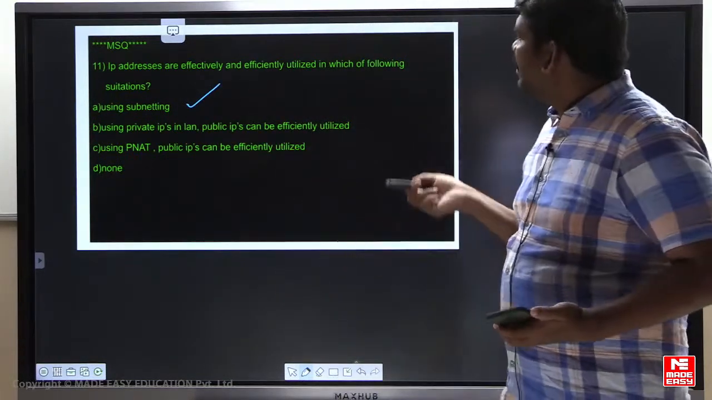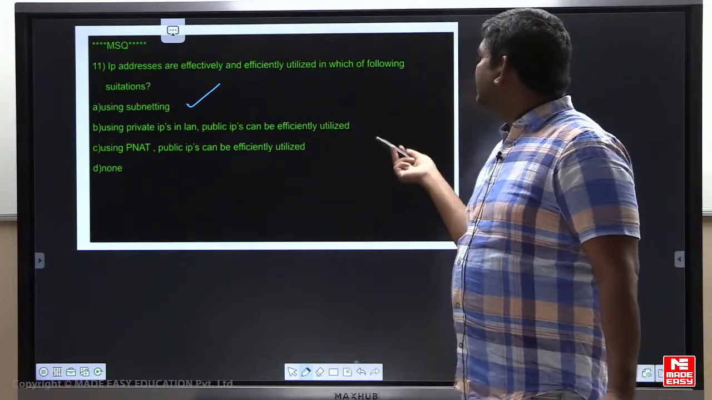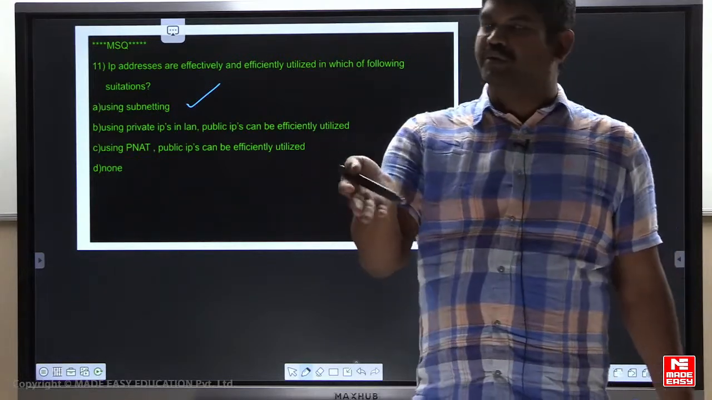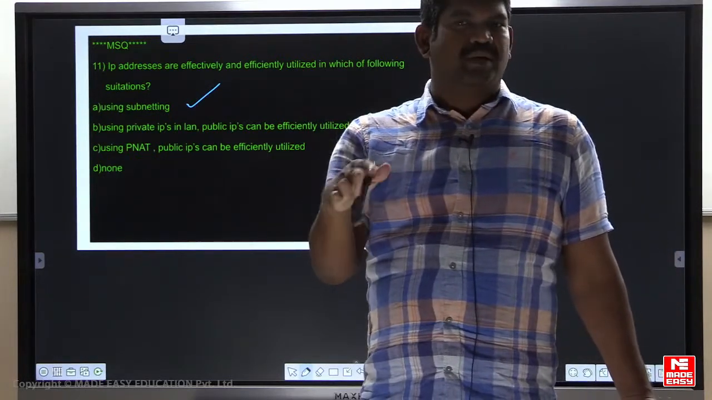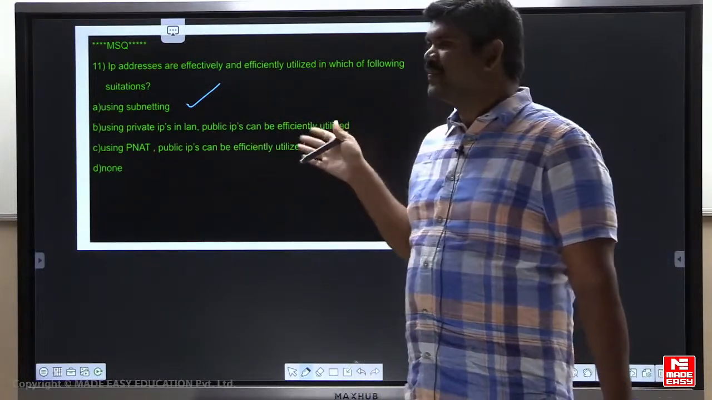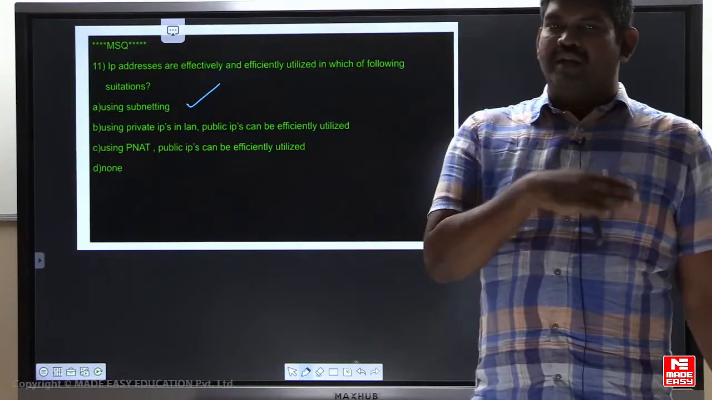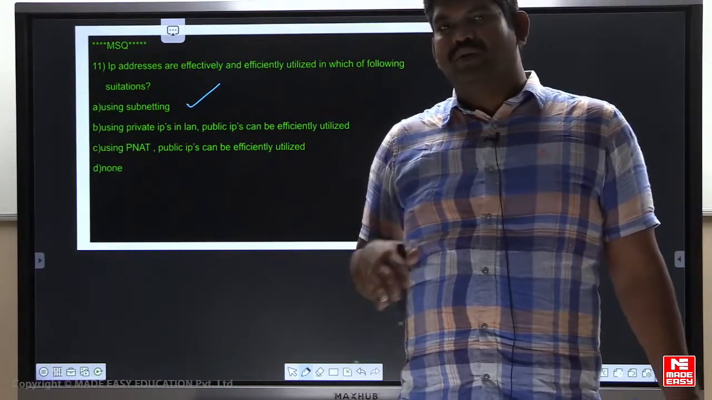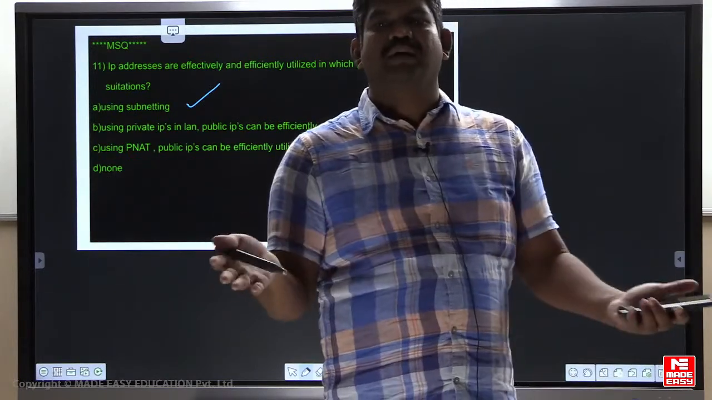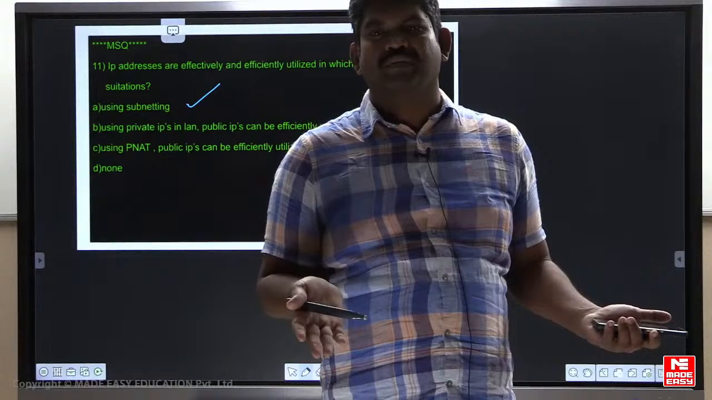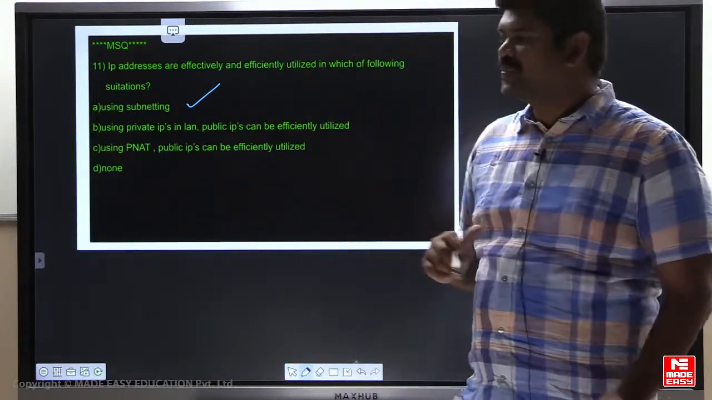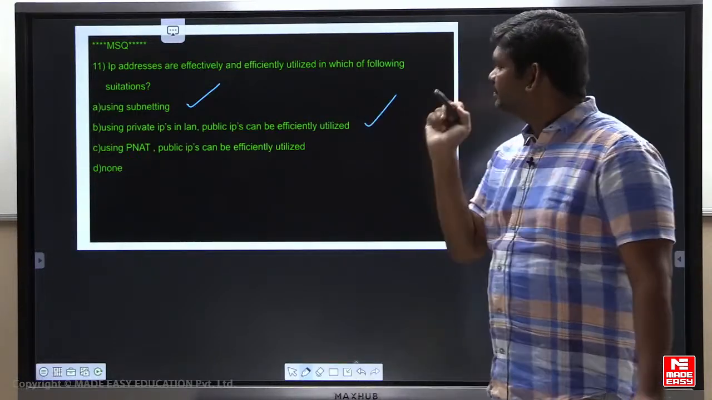Okay. And if you observe the option, using private IPs in a LAN, public IPs can be effectively utilized. Yes, because in every LAN network you use a private IP address because they are free of cost. Only for connecting to the internet, you go for a public IP. Let us think in the other way. If there are no private IP addresses at all, then for every system you have to use a public IP only. So we end up exhausting all the public IP addresses. So because of the private IPs, you can say public IPs are effectively utilized. It is also correct. Good, very good.